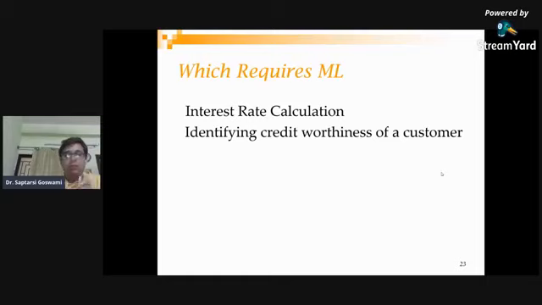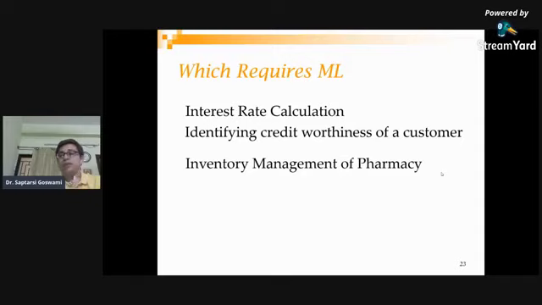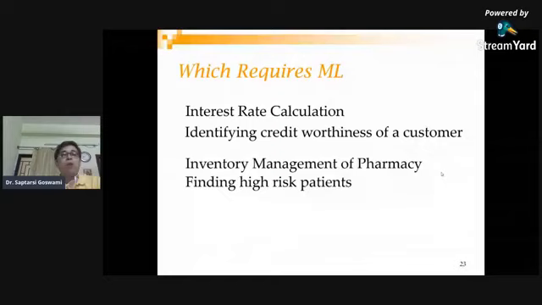Inventory management of a pharmacy: again, there is a fixed set of rules. You know when to order and what amount to order, so this of course doesn't require machine learning. Whereas if you want to find high risk patients, there may not be any if-then-else rules. You have to look at different body vitals, maybe their family background. From there, you can identify high risk patients, so this task will require machine learning.